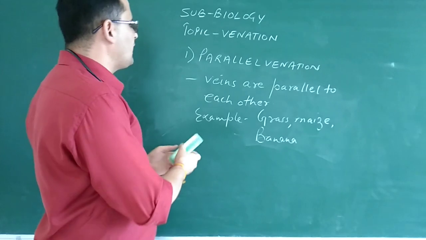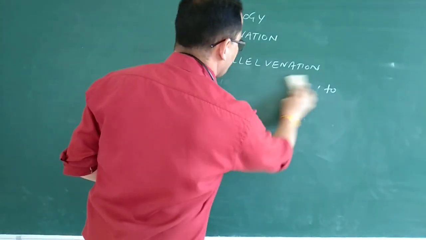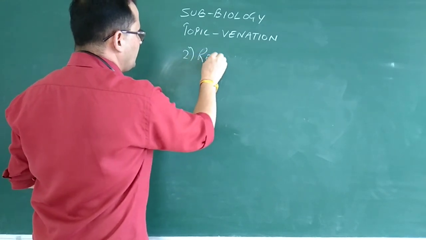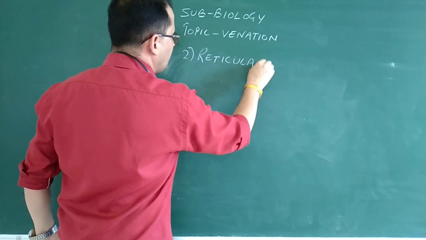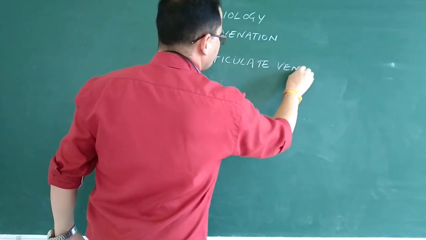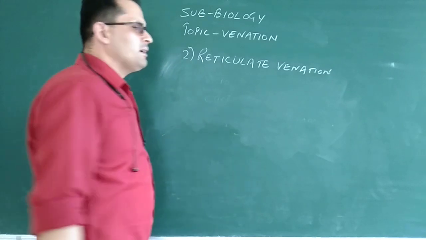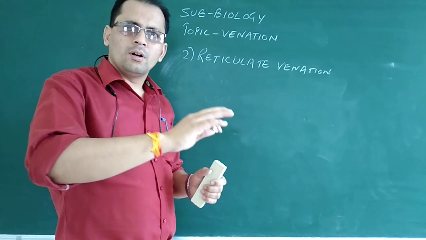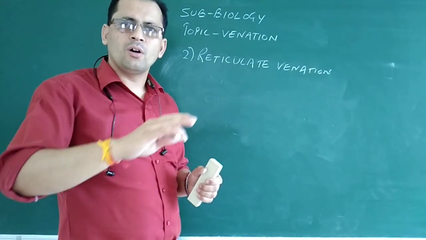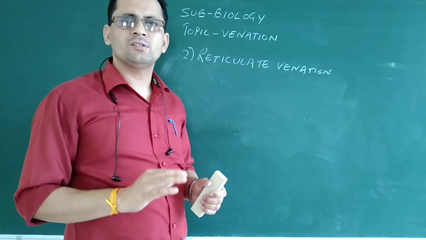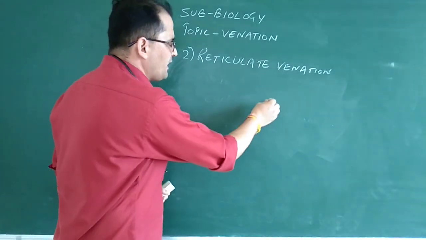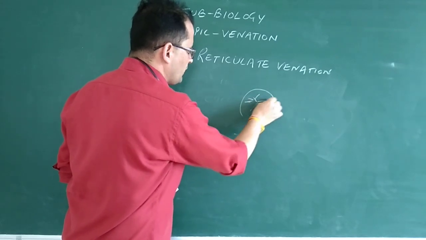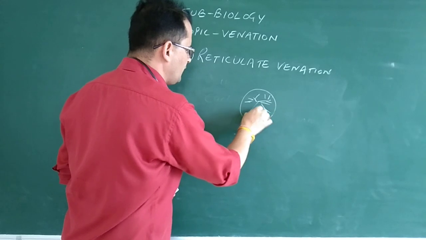Okay. Now the second type is reticulate venation. Now see, in this type of venation, the veins form a net-like structure, or a network of veins, over the entire surface of the leaf, like in the case of rose also. They are forming a network over the entire surface of the leaf.